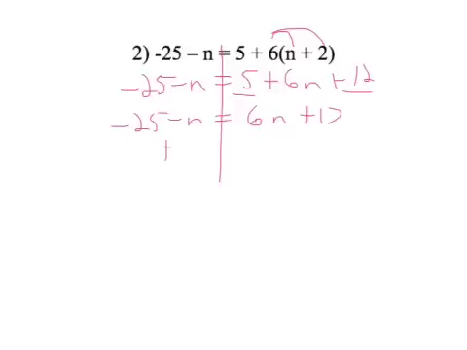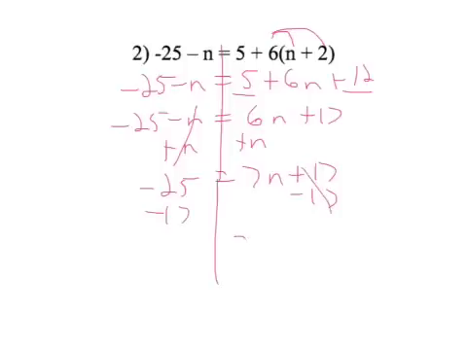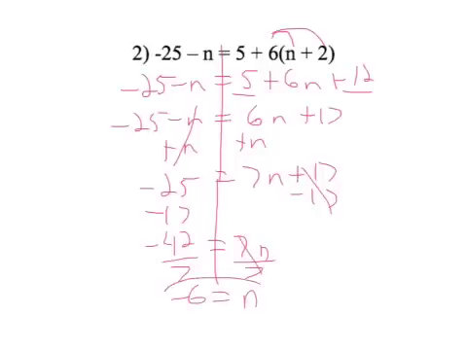Move your smallest variable, so I'm going to add n to both sides. So negative 25 is equal to 7n plus 17. Subtract 17 from both sides. 17's cancel. Negative 25 minus 17 is negative 42. Divide by 7. And n would equal negative 6 again.